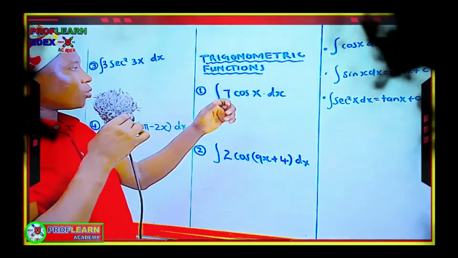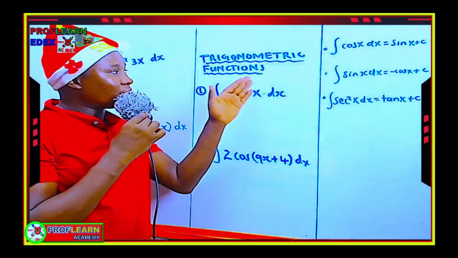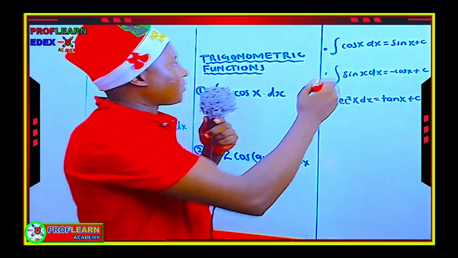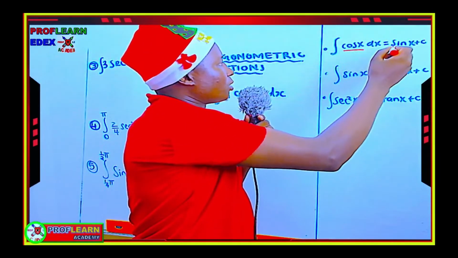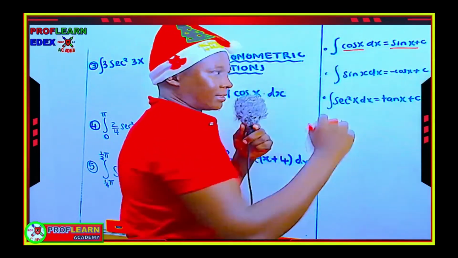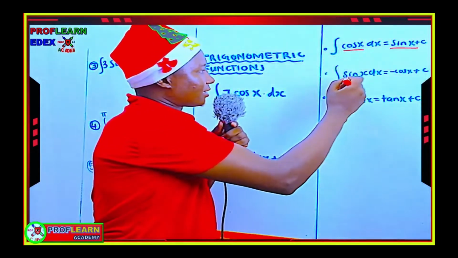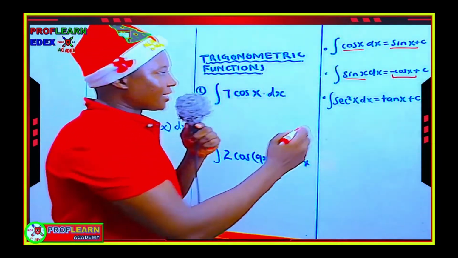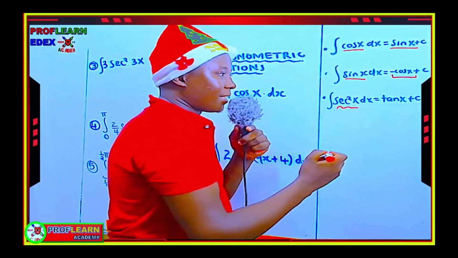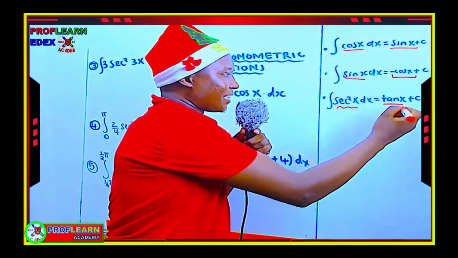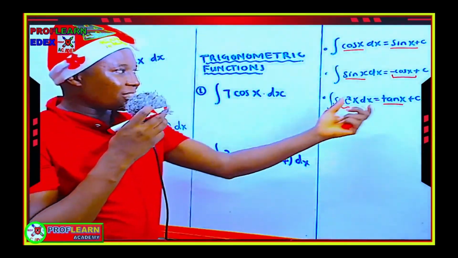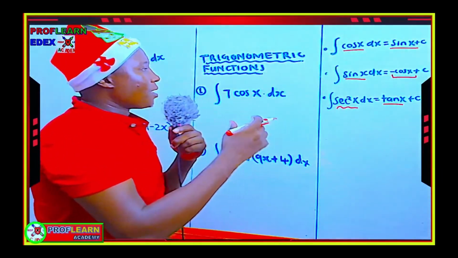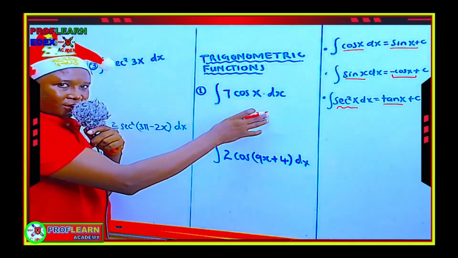In this video we're going to perform integrations involving trigonometric functions. Something you need to remember in this case is that integrating cos x, you are going to get sine x plus c. Integrating sine x, you are going to get negative cos x plus c. Integrating sec squared x, you are going to get tan x plus c. So we're going to see how you use these basic trigonometric rules in order to work out an equation like this.